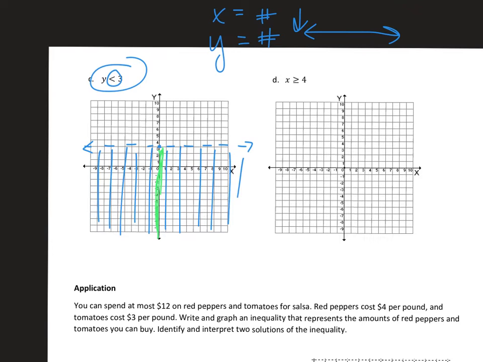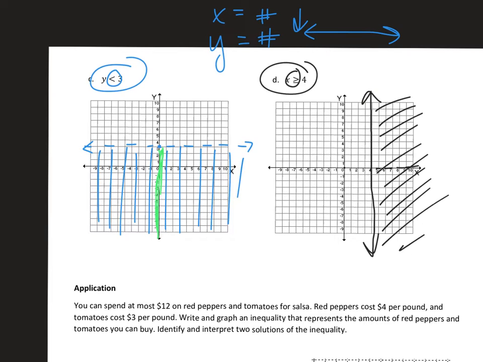Okay, letter D is going to be a vertical line, and it's going to be solid because it's equal to. So I go over to the x-axis at 4, make a vertical line. Now on the x-axis, these numbers are greater than 4, so I'm shading this way to the right. So those are special cases of vertical and horizontal lines.